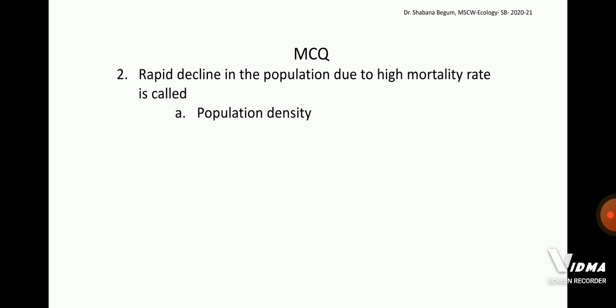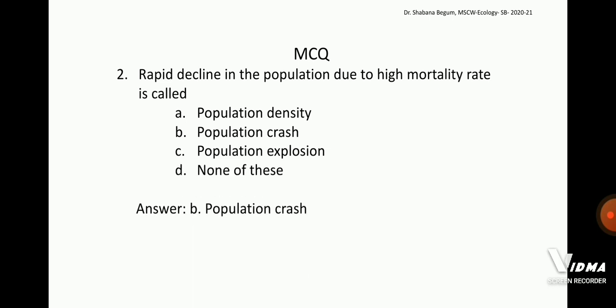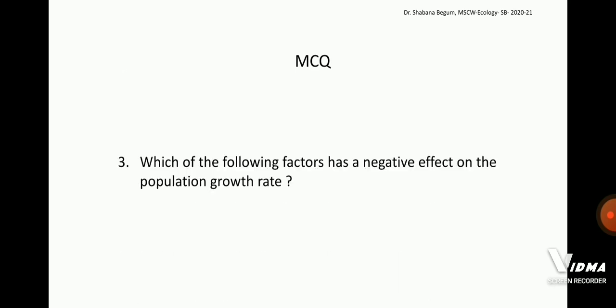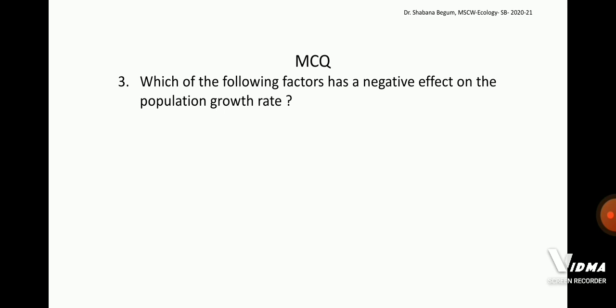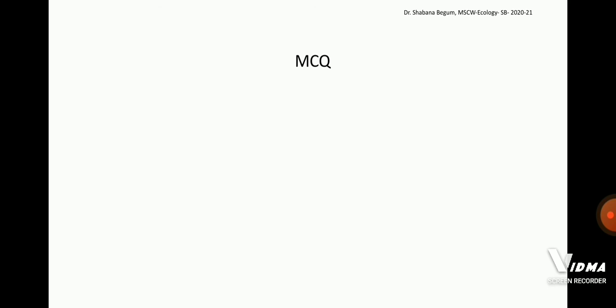The second MCQ: rapid decline in the population due to high mortality rate is called A, population density; B, population crash; C, population explosion; and D, none of these. The answer is option B, that is population crash. The third MCQ: which of the following factors has a negative effect on the population growth rate? Options are A, emigration; B, immigration; C, natality; and D, fecundity. And the answer is option A, emigration. Emigration is a factor which has a negative effect on population growth.